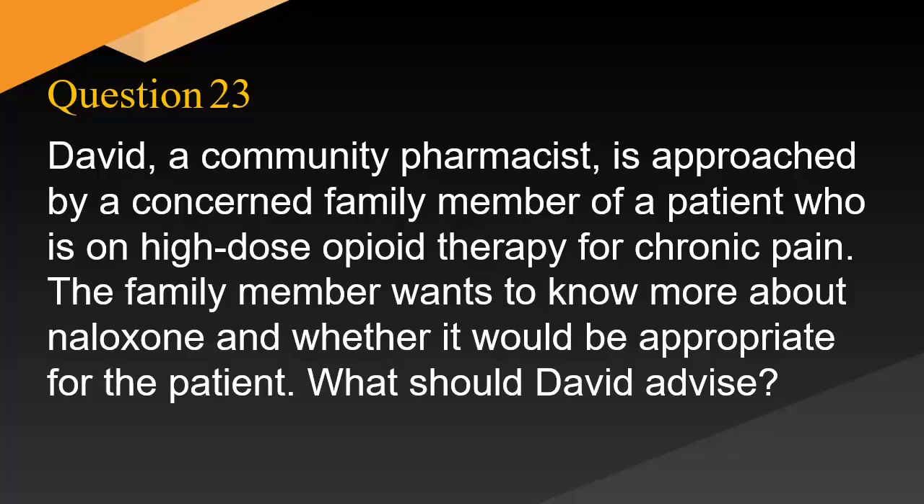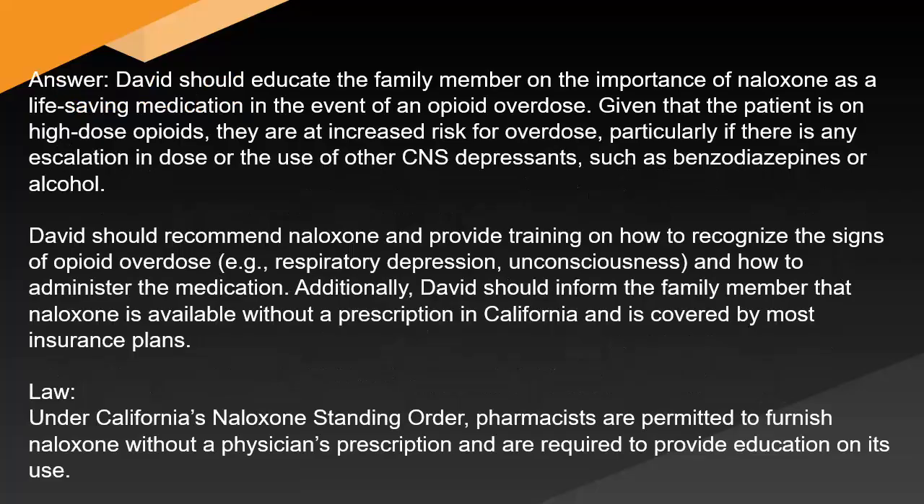David, a community pharmacist, is approached by a concerned family member of a patient who is on high-dose opioid therapy for chronic pain. The family member wants to know more about naloxone and whether it would be appropriate for the patient. What should David advise? Answer: David should educate the family member on the importance of naloxone as a life-saving medication in the event of an opioid overdose.